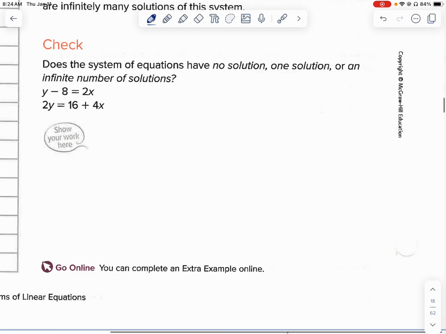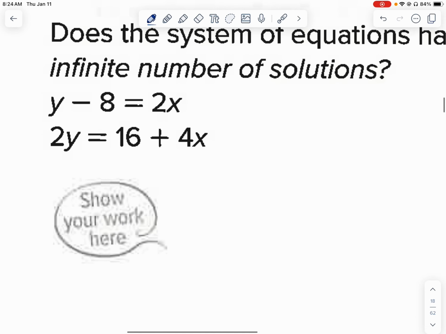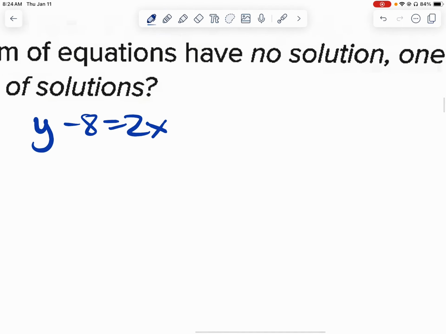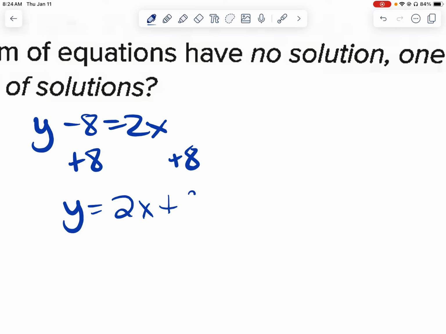So this one. Well, I need to get them by themselves. So I'm going to do this first one. Y minus 8 equals 2x. And I'm going to solve it. I need my y by itself. So I'm going to add 8 to both sides and get y equals 2x plus 8. So that means my slope is 2. My y-intercept is 8.